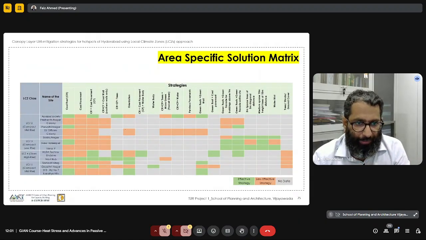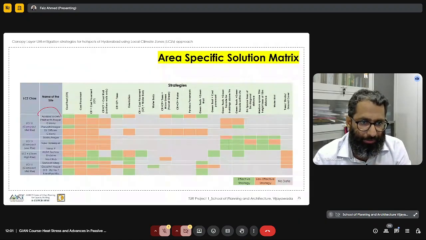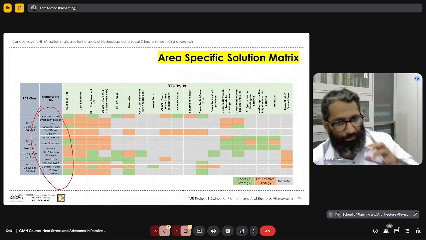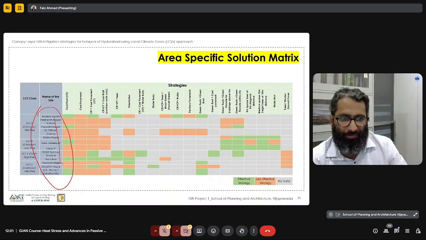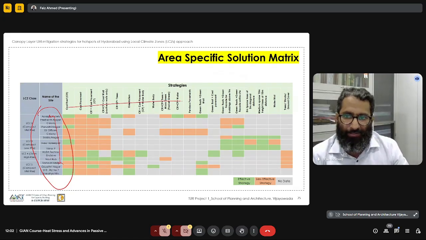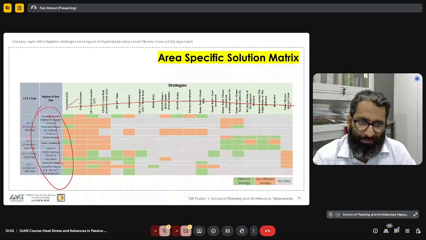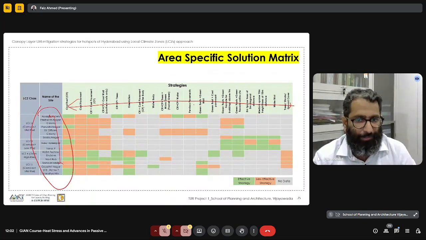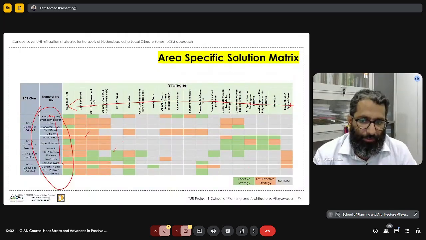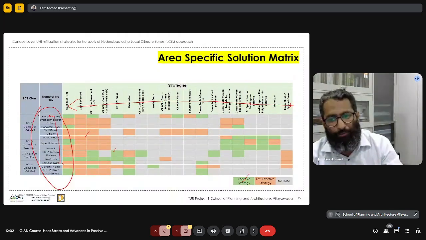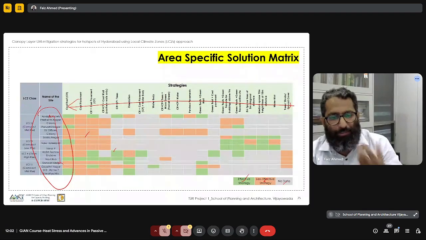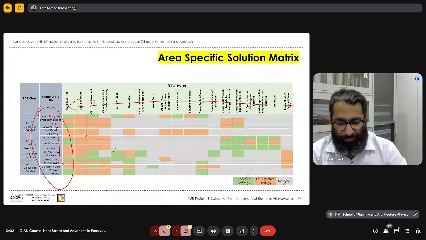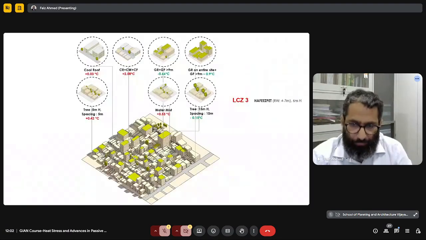So we came out with a matrix as well. These are supposed to be the strategies used in the neighborhoods. All the neighborhoods that have been studied have been mapped here, and all the strategies that we have tested have been listed here. So which strategy worked, which strategy was more effective, less effective, and for some of the strategies we did not try, that has been mentioned here.